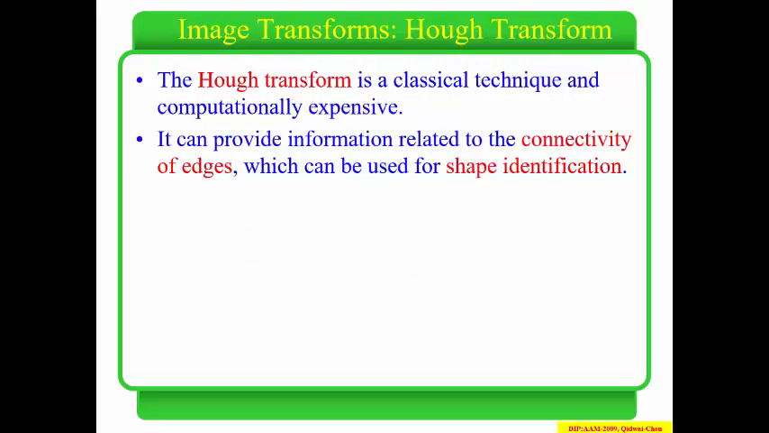Another type of transform, which is the third type and the last one, is called the Hu transform. The Hu transform is a classical technique that can be used, for example, to identify shapes.